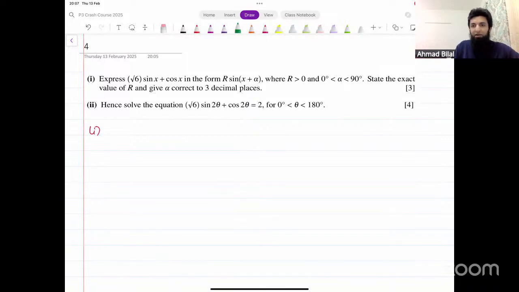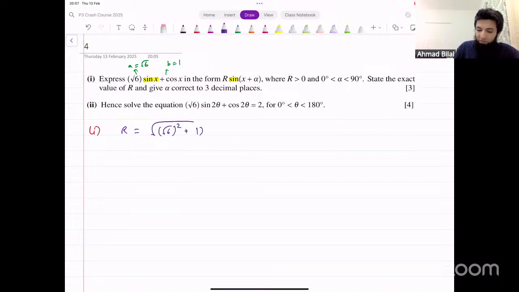This is in the standard form, right? The first term is sine and we're converting it to sine. So this is standard form. We can say a is equal to square root of 6, b is 1. What's r going to be? It's going to be square root of square root of 6 whole squared plus 1 squared, which gives us square root of 7. And then tan of alpha, that is 1 over square root of 6. What's the value of alpha that you got?